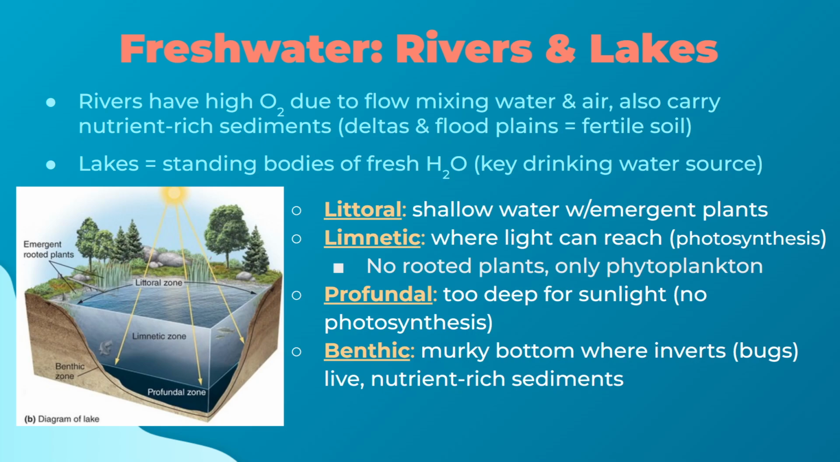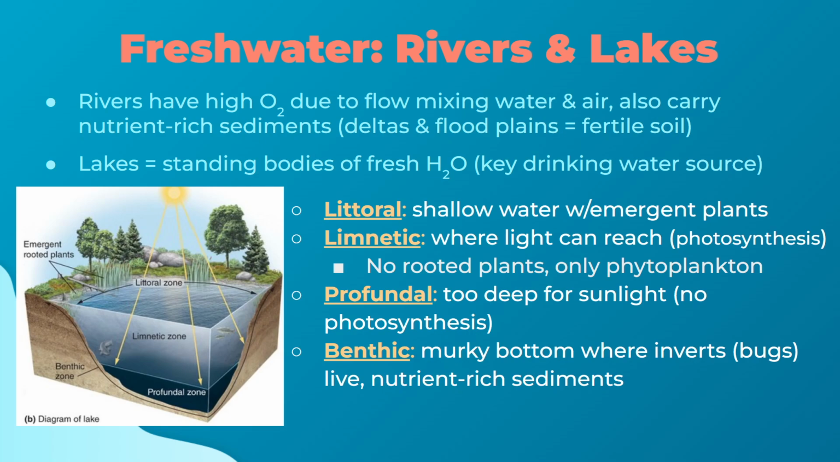Next, we have the different zones found in the body of water. The littoral zone is the shallow water around the edge of the lake or the pond. It's going to have what we call emergent plants like reeds and cattails, where the roots of the plants are embedded in the bottom of the body of water, but then most of the plant extends up out of the water. The limnetic zone is the zone in the middle, and this is the zone where light can reach and where photosynthesis is able to take place.